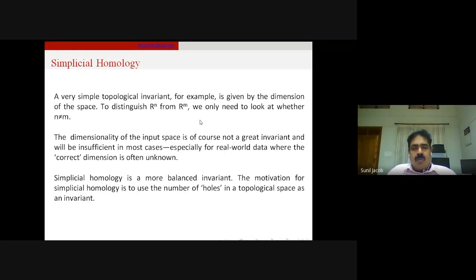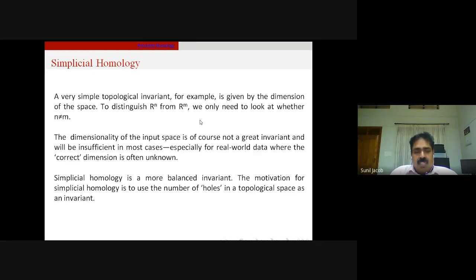Now, how to distinguish between these shapes? Very simply, a simple topological invariant, for example, is given by the dimension of the space. But it is not a great matter. Therefore, Rn and Rm we can distinguish when m is not equal to n. In real world data, we don't even know what is the correct dimension of the data. Therefore, it is quite difficult to use such a distance. It's not of much use.